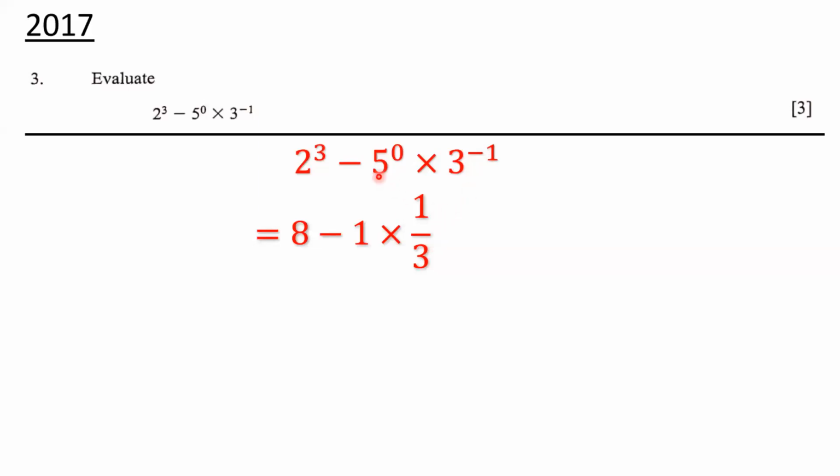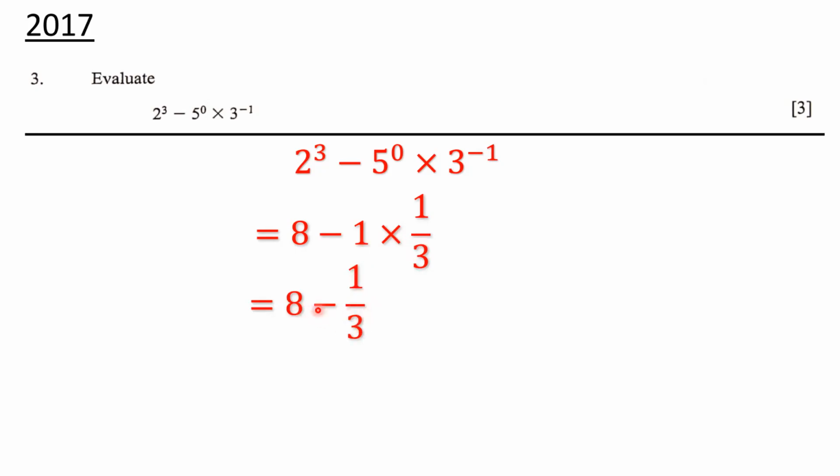The next rule you need to know is about 5 to the power of 0: any number to the power of 0 is going to be 1. That's an important rule. Okay, so now we have 8 minus 1 times 1 over 3. We're definitely going to multiply before we subtract, according to PEMDAS. We always multiply before we subtract. And so 1 times 1 over 3 is 1 over 3, because 1 times anything is the number itself. So 1 times 9 is 9, 1 times 2 is 2, 1 times 3 is 3, 1 times 4 is 4. Anything times 1 is going to be itself. And so we say 1 times 1 over 3 is 1 over 3.